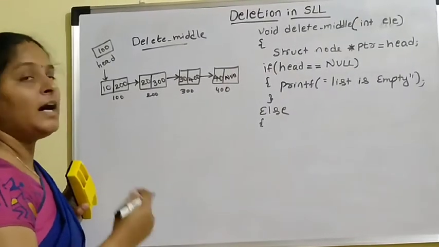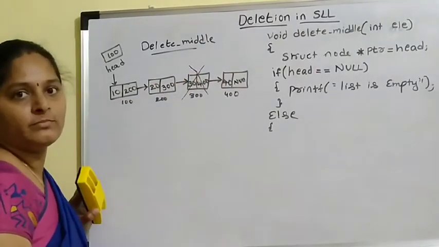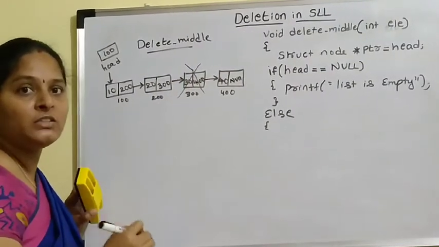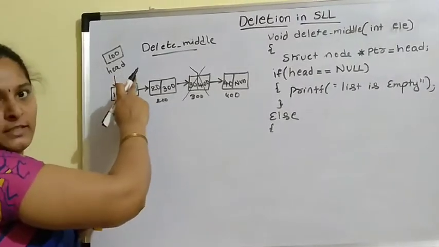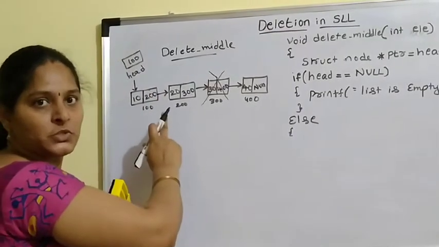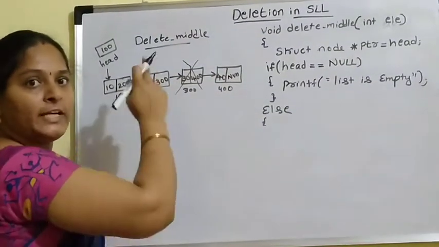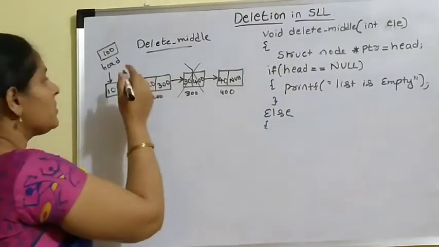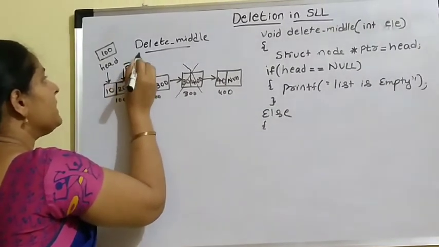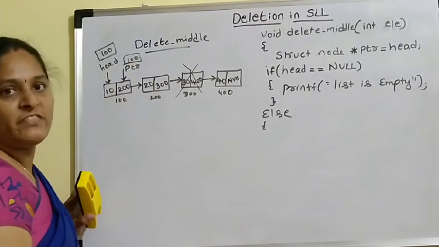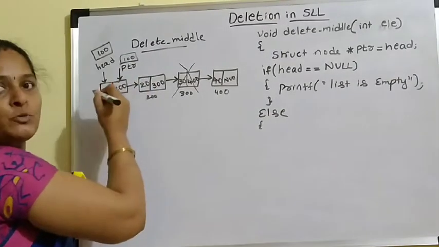Now I want to delete node 30. So first of all, I need to find node 30 in the list. For that reason, we can't move the head pointer because head always points to the first node. So we need to take one extra pointer, and with the help of that extra pointer, we reach the position. Here I am taking PTR. Initially, PTR is pointing to 100, the first node. Now I need to compare this PTR with the data that is to be deleted.